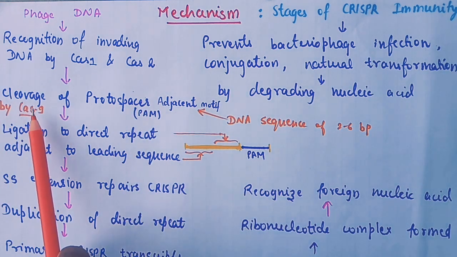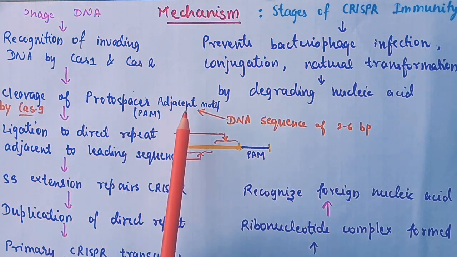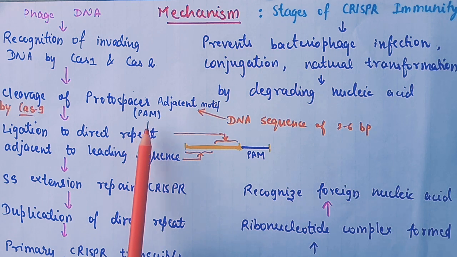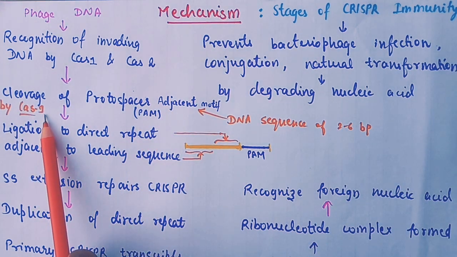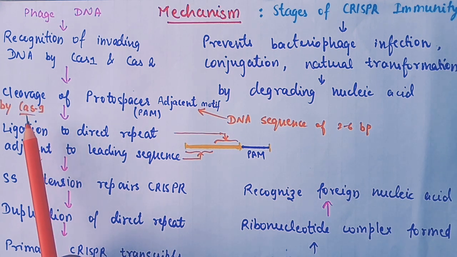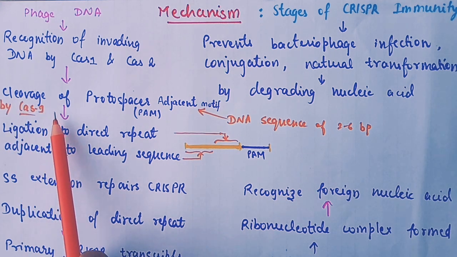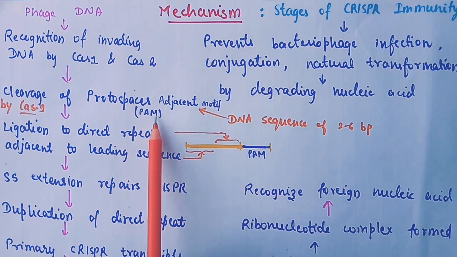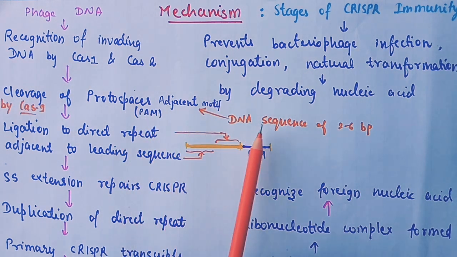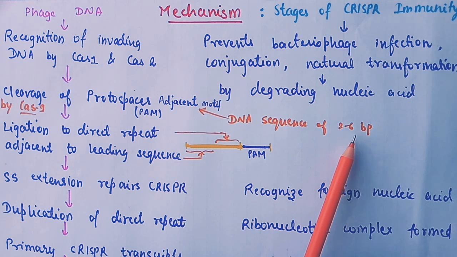Now, after this, the cleavage of the protospacer adjacent motif takes place, that is PAM. This process occurs with the help of the Cas9 factor. Cas9 is a protein which is helpful in order to cleave the protospacer adjacent motif. So, what is PAM? PAM is a DNA sequence of 2 to 6 base pairs.